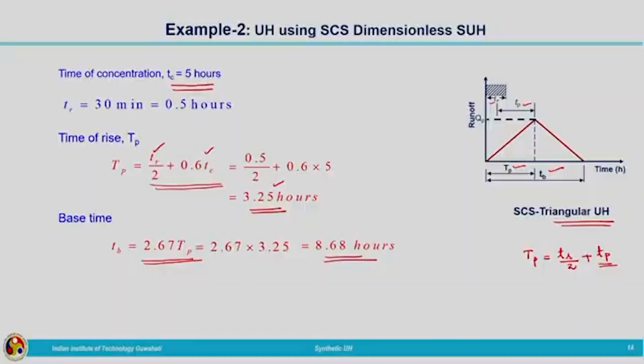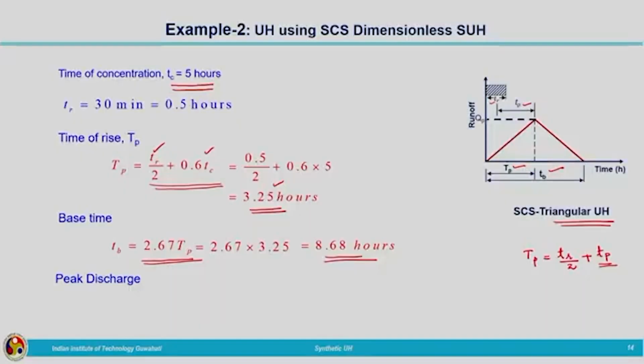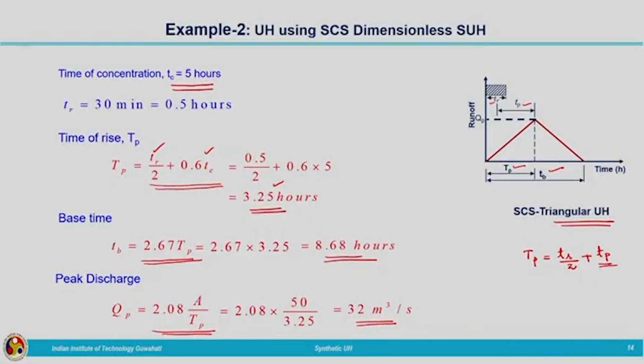Now, we have the time base of the unit hydrograph and also TP, time of rising, with us. The next value required for completing the triangular unit hydrograph is the peak discharge. With these three values, time to peak, time base and the peak discharge, we can derive the approximate triangular unit hydrograph. So, the peak discharge QP is given by 2.08 A divided by TP. Area of the catchment is given to us. So, this can be calculated as 32 meter cube per second. So, all the values corresponding to a triangular unit hydrograph are here with us. We can plot the triangular unit hydrograph.